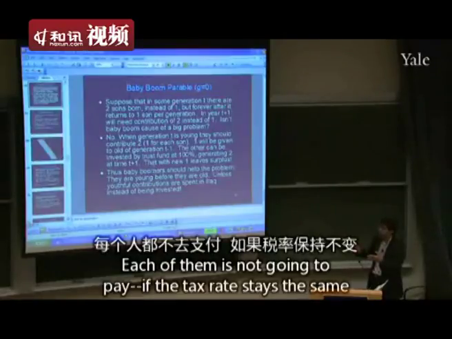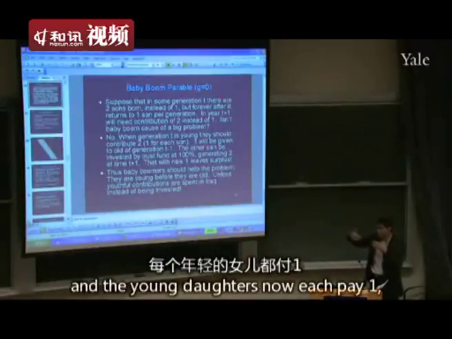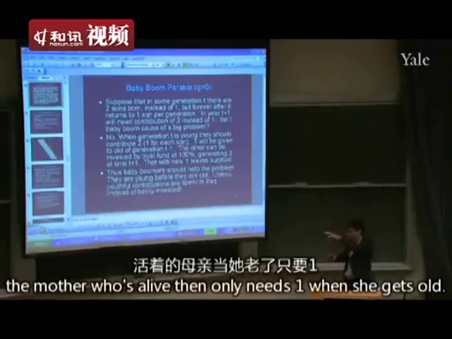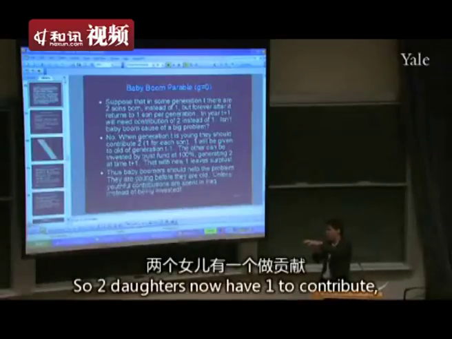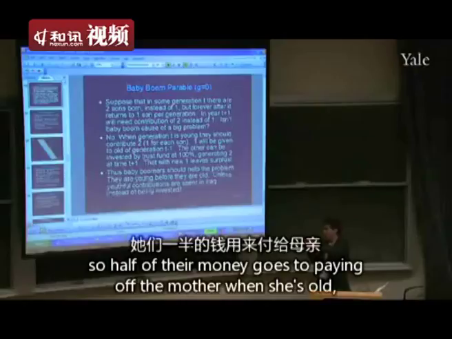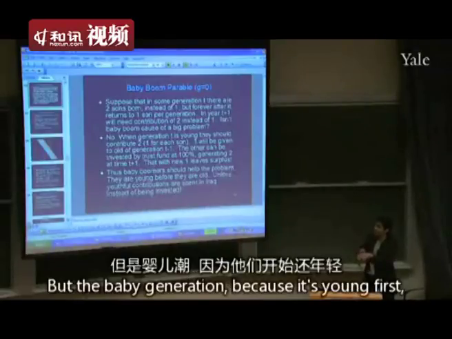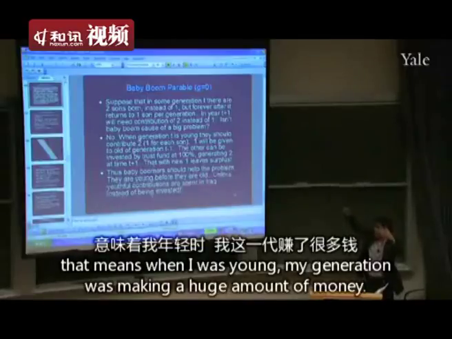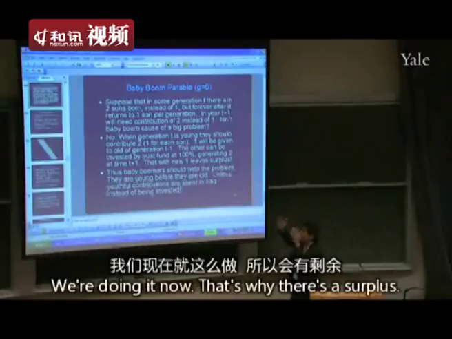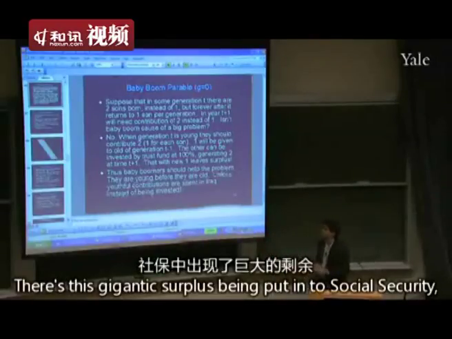if the tax rate stays the same, and the young daughters now each pay 1, the mother who's alive then only needs 1 when she gets old. So two daughters now have 1 to contribute. So half of their money goes to paying off the mother when she's old, just like it would have usually happened. But the baby generation, because it's young first, that means when I was young, my generation was making a huge amount of money, paying a huge amount. We're doing it now. That's why there's this gigantic surplus being put into Social Security.